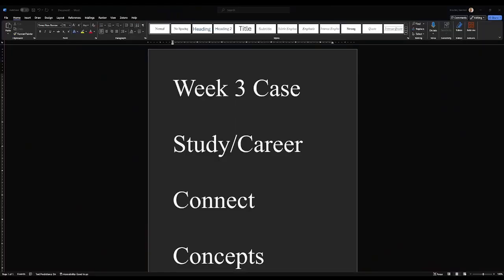All right, everybody. So we're going to review some of the key concepts from our week 3 case study and Career Connect assignments. So we're going to look at the case study first.